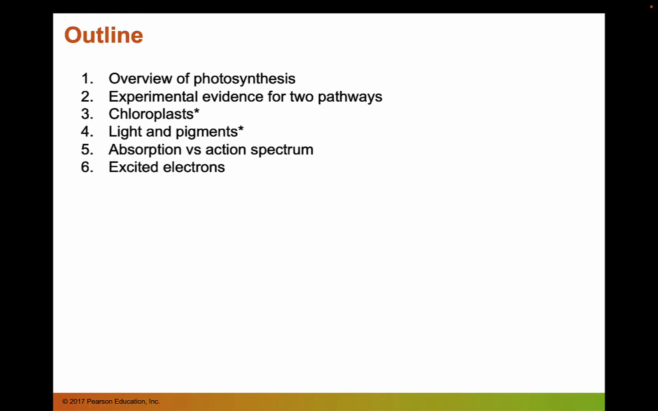One of them required light and converted that light energy into chemical energy. And the second pathway uses that chemical energy to make sugar. We're going to talk then about what chloroplasts look like.